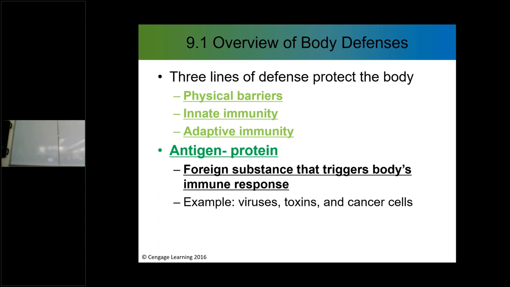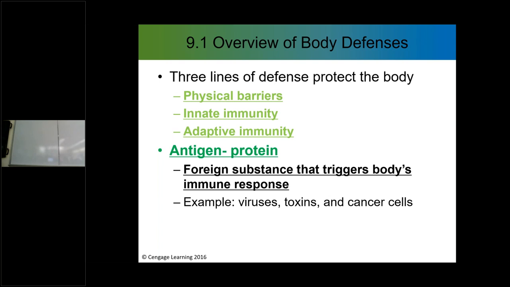You'll see this term brought up, antigen. Antigens are proteins presenting on the outer portion of a cell. Look here where it says foreign substance that triggers the body's immune response: viruses, toxins, cancer cells, and bacteria, absolutely. Viruses are even tinier than bacteria. Bacteria are small, viruses are even tinier, and viruses can hijack the cells of the body as well as bacterial cells. So really, really small cells.